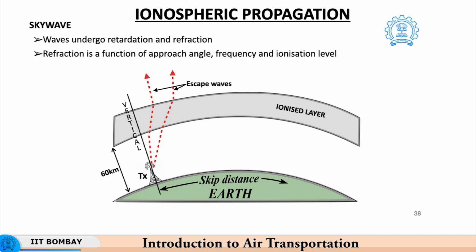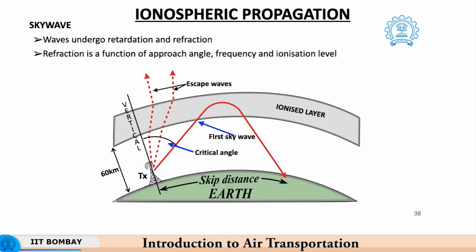As the approach angle towards the ionization layer increases, the refraction goes on increasing. Some of these waves are able to escape from the ionization layer, and these are called the escape waves. However, as the angle goes on increasing, the waves undergo more and more refraction, and ultimately at a particular point the waves get reflected back to the ground. This wave is called the first sky wave, and the location is called the skip distance.